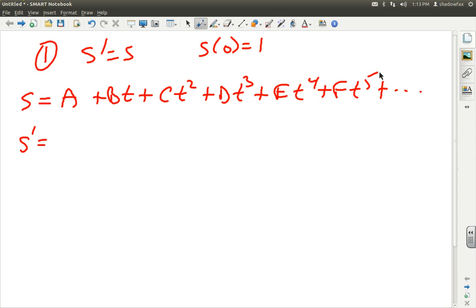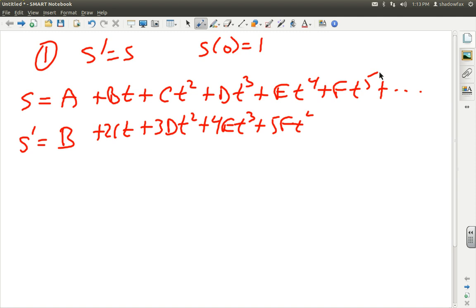All right, so the derivative of a is 0, that's a constant. Derivative of bt is b. There's just power rule for derivatives, and plus 2ct plus 3dt squared plus 4et cubed plus 5ft to the 4th plus. Okay, well, let me clean that up a little bit. And that's just a t to the 4th. Okay, now look at the initial conditions. What if we plug into the s expression t equals 0 and s equals 1? Well, all the t terms drop out to 0, and a equals s, which is 1. All right, good. Then s equals s prime.